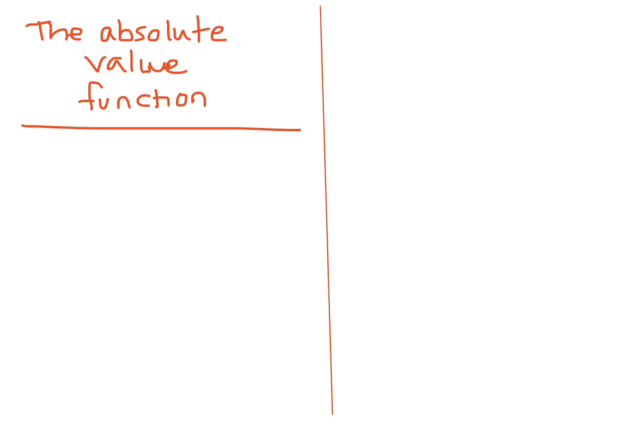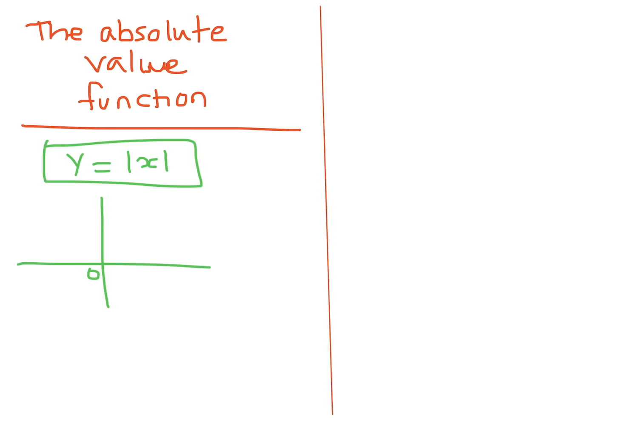So I'm just going to run through the absolute value function. Your basic equation of this one is y equals the absolute value of x. Now, the basic shape of this is like a V, looks like that. Now, I'm going to show you in more detail why it's actually a V.